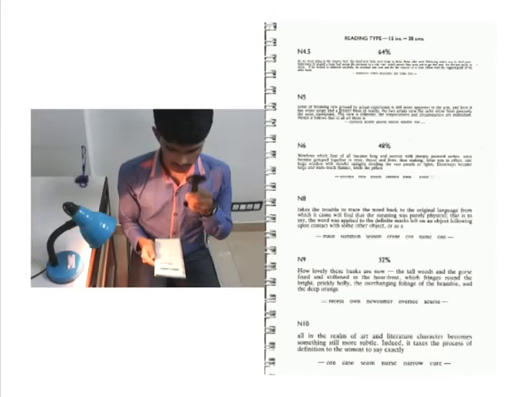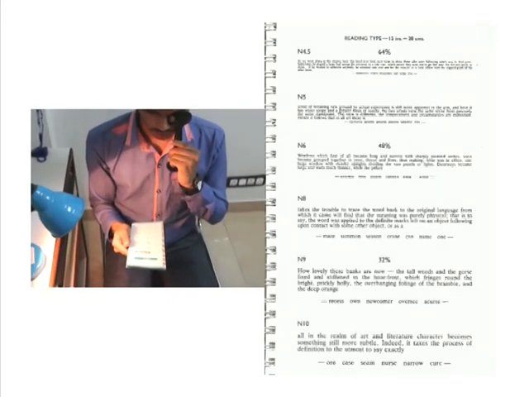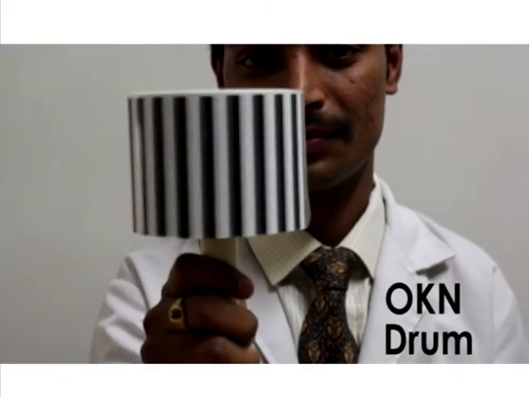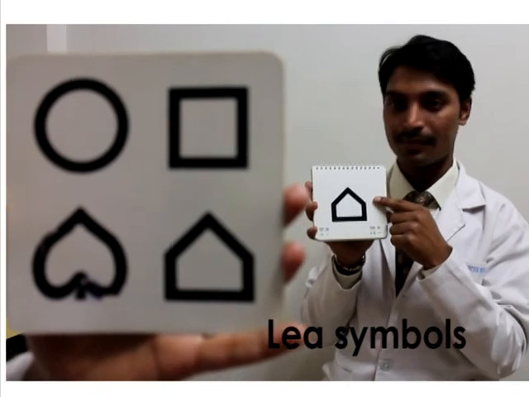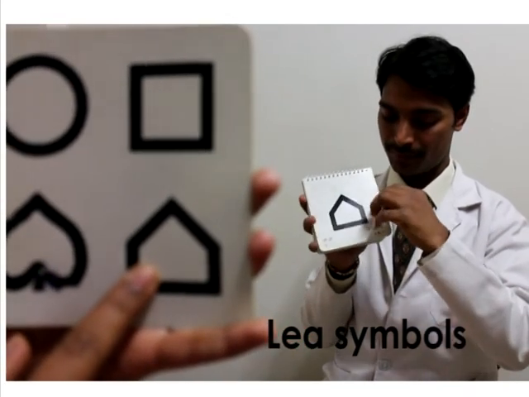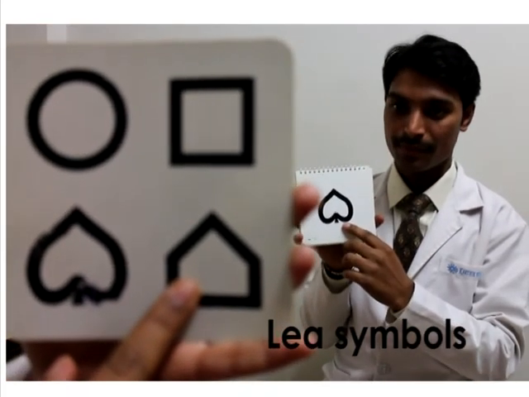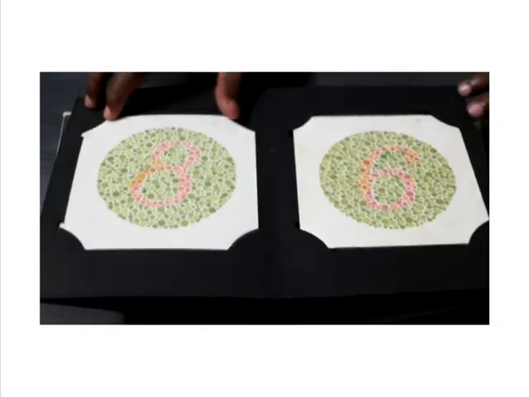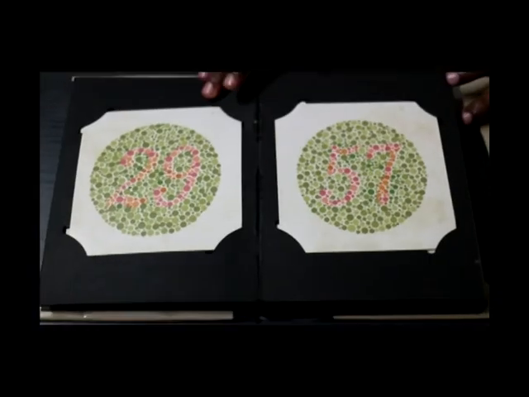Other things to be checked are near vision. Give the patient a near vision chart which should be held at reading distance. Ask them to read the smallest print which they can see easily. There are special tests available for pre-verbal children and infants. Visual acuity testing is incomplete till the evaluation of color vision and contrast sensitivity is done.